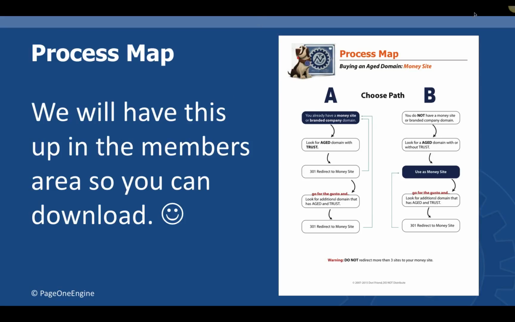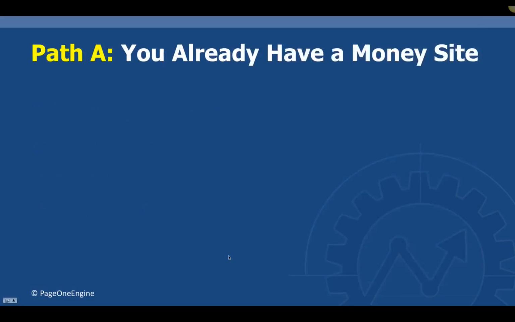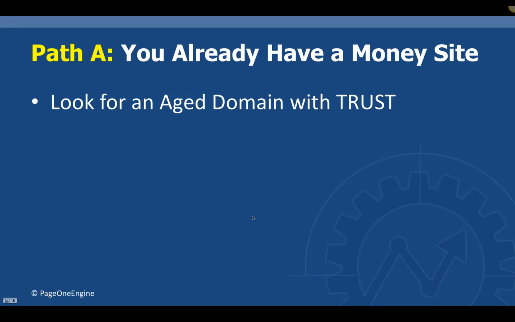So path B is where you don't have a money site already, and this really works well with launch jacking and affiliate marketing, things like that. And that's already going to give me all of that good stuff. So I think I go in this presentation. So path A, if you already have a money site, and we call our main site a money site. That's kind of a typical internet marketing term. So I'm going to look for aged domains with trust.